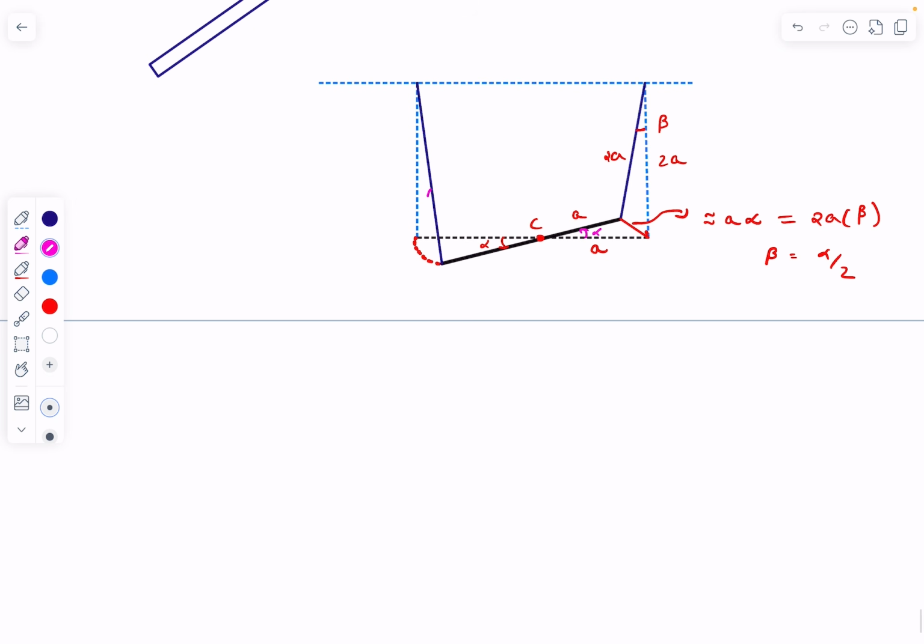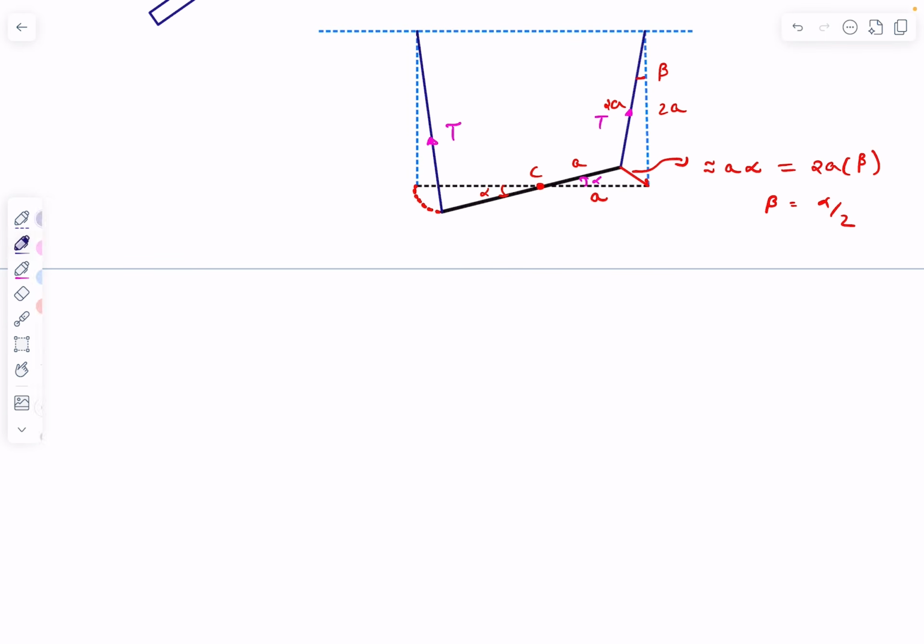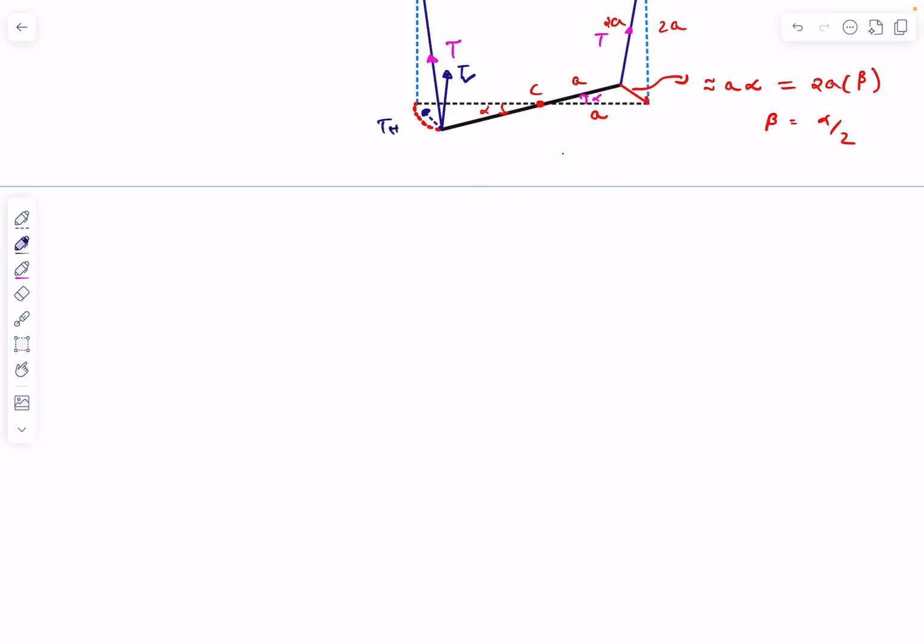So let's mark the tension forces first. This is tension T, and on the other string it will be in this direction. Now it'll be better if we break down this tension into two components. One component in the vertical plane, which let's call TV, and one component in the horizontal plane, which let's call TH. The vertical component is basically opposite to gravity, so I can just say 2TV equals mg.